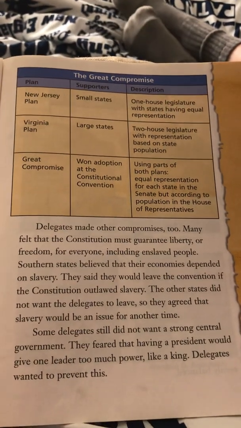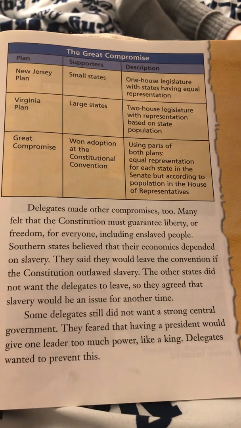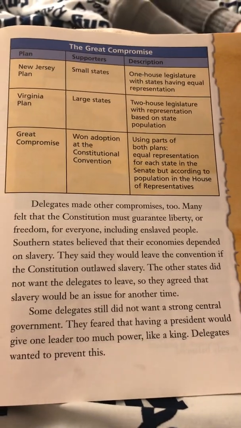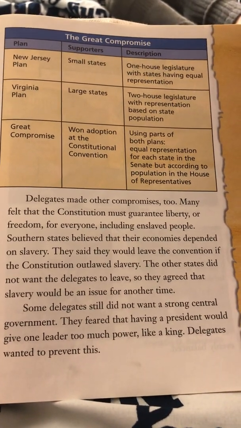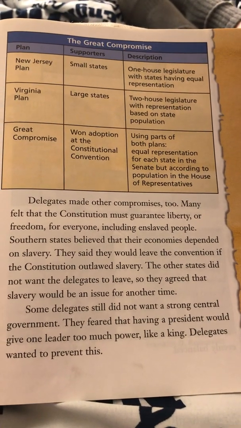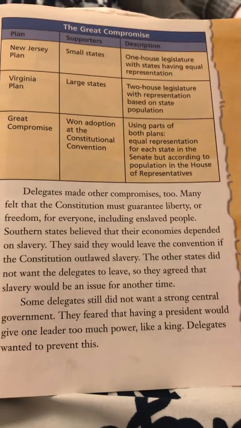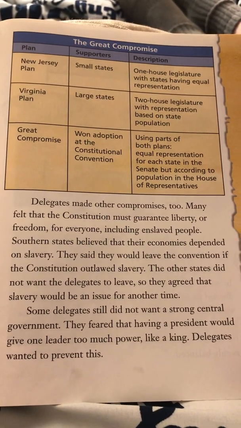Delegates made other compromises, too. Many felt the Constitution must guarantee liberty or freedom for everyone, including enslaved people. Southern states believed that their economies depended on slavery. They said they would leave the convention if the Constitution outlawed slavery. The other states did not want the delegates to leave, so they agreed that slavery would be an issue for another time.